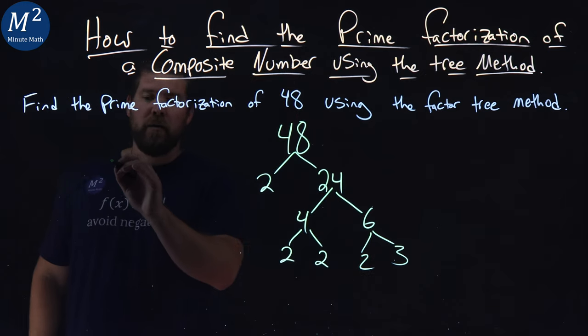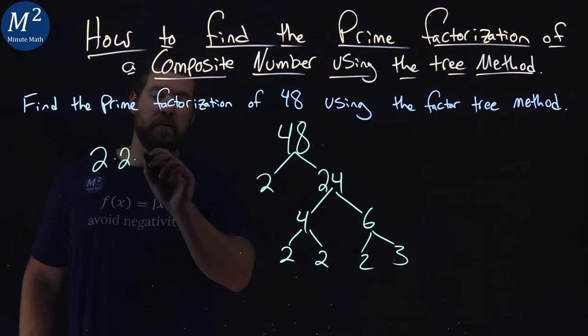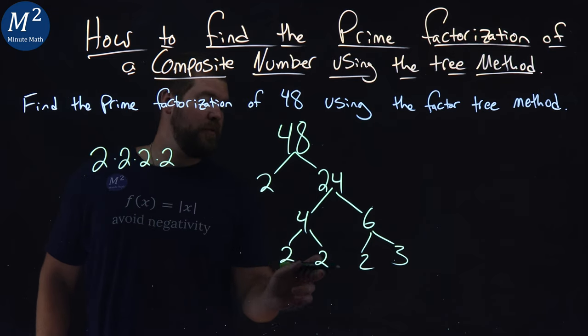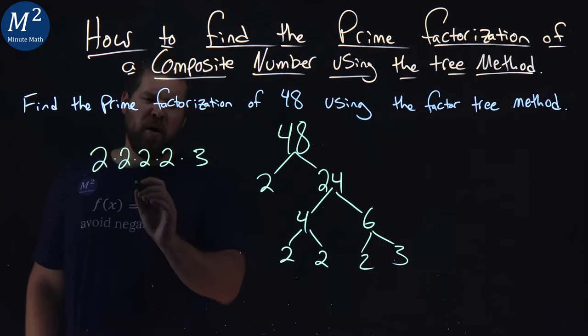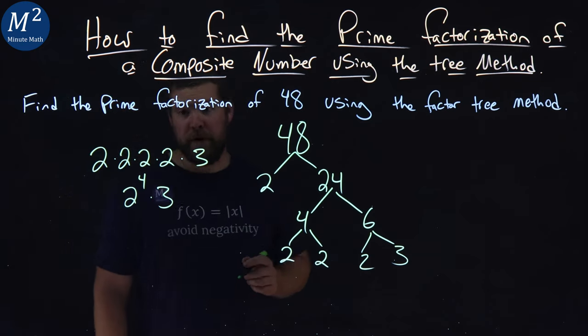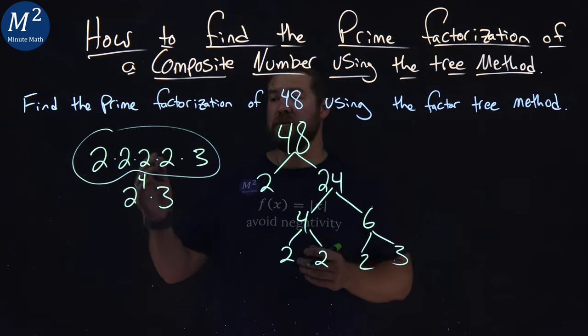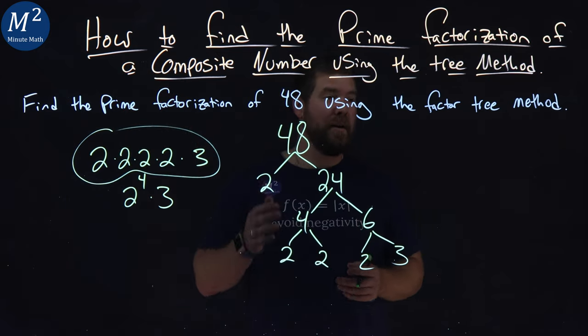So 48 is really a compilation of 2 times 2 times 2 times 2, 1, 2, 3, 4 2s times 3, or 2 to the 4th power times 3. And there we have it. We have the prime factorization of 48, which is 2 times 2 times 2 times 2 times 3, using the factor tree method.